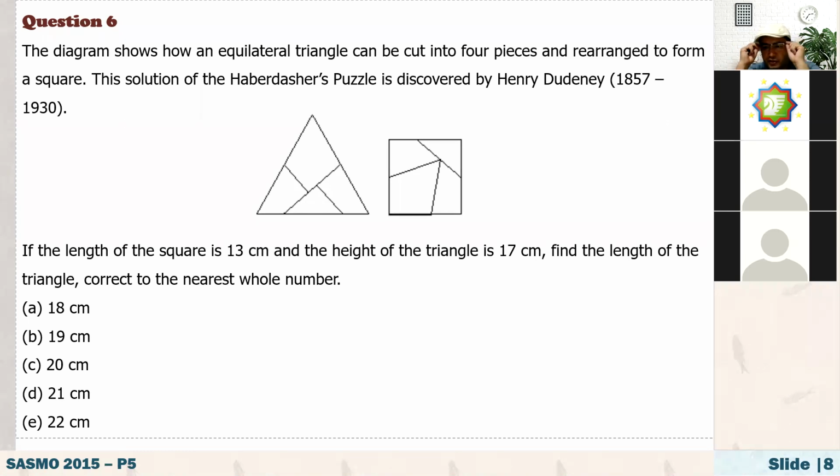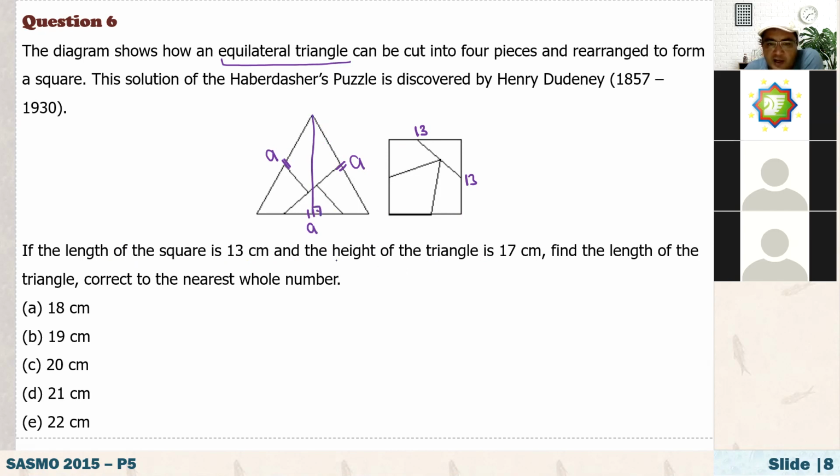Actually, the question here, Nargis, is saying that, as you see on the left-hand side, we are given an equilateral triangle. What do we mean by equilateral triangle? That means that all sides are equal. This side is equal to this side is equal to this side. It says that the length of the square is 13. On the right-hand side, we are given a square that is 13 and 13, all sides are 13. And the height of the triangle is 17. Suppose that one side of the triangle is A, and also this side is A, and also this side is A. Now if you draw a height to one side, let's say this is the height, okay?